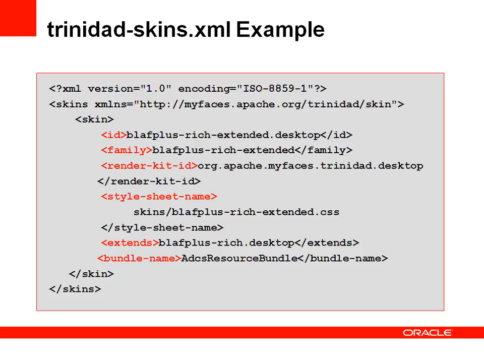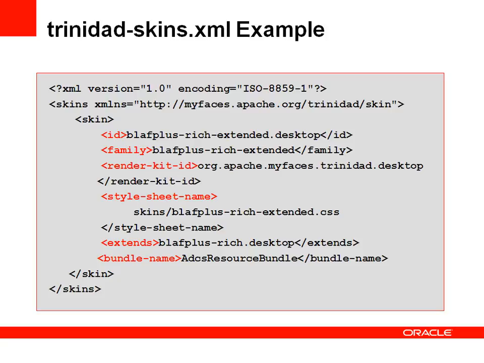Then there is a style sheet name. Well, this references a subdirectory of the public_html directory that I created called skins, and in there is a Blaf Plus Rich Extended CSS file. It extends the Blaf Plus Rich Desktop skin, and this is one of the default Oracle look and feels. It's a default look and feel we had before patch set 1 when we changed to Fusion, and it's still shipped with the product, and you can use that.